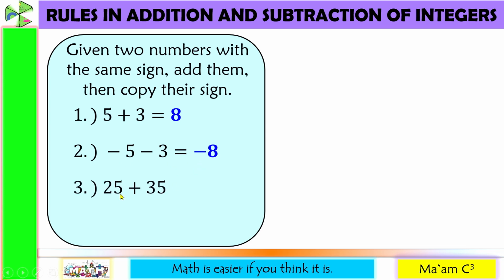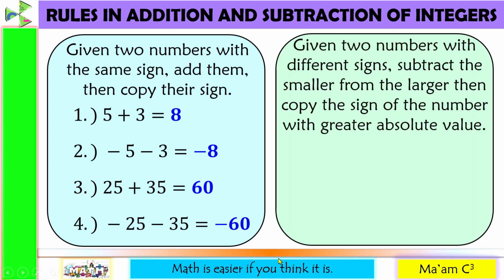Number 3, 25 plus 35. Both of them are positive, so let us add, that would be 60. And the sign of our answer is also positive. Number 4, negative 25 minus 35. Both of them are negative. We simply add the numbers and that is 60 and copy their sign which is negative.